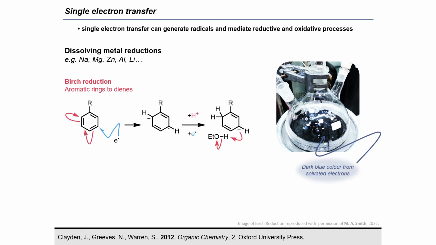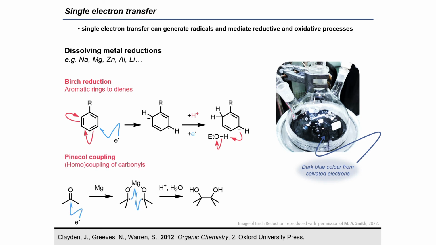Regioselectivity in this reaction is dictated by the electronics of the ring and their ability to stabilise the anionic radical intermediates. You can see on the screen, the image on the right-hand side shows the dark blue Birch reduction taking place, the blue colour resulting from the electrons in solution.